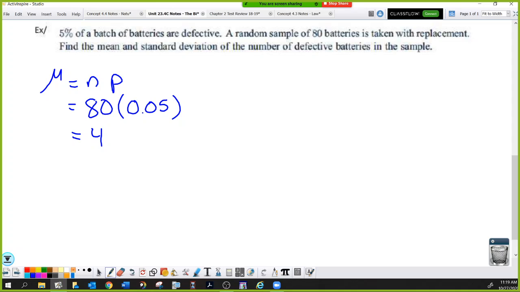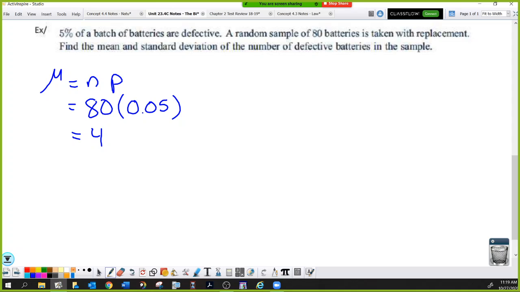Oh, duh, 4. I worked way too hard for that. I actually did the multiplication in my head. You know the fast way to find 5% of 80? What's 10% of 80? 8. Cut it in half. 4. There you go. I just want to move the decimals to the percent.